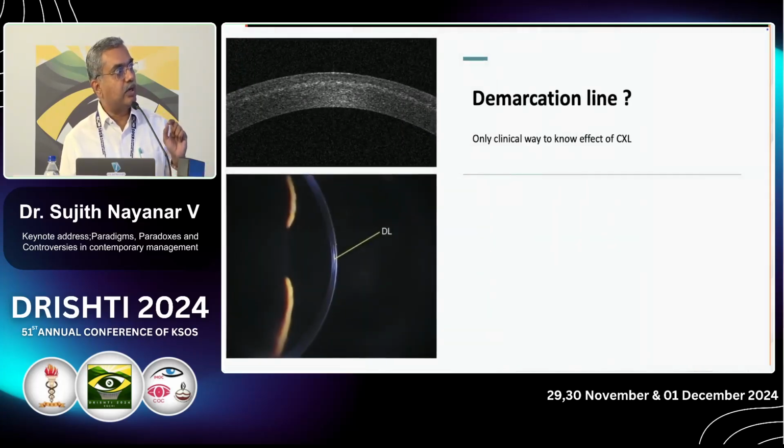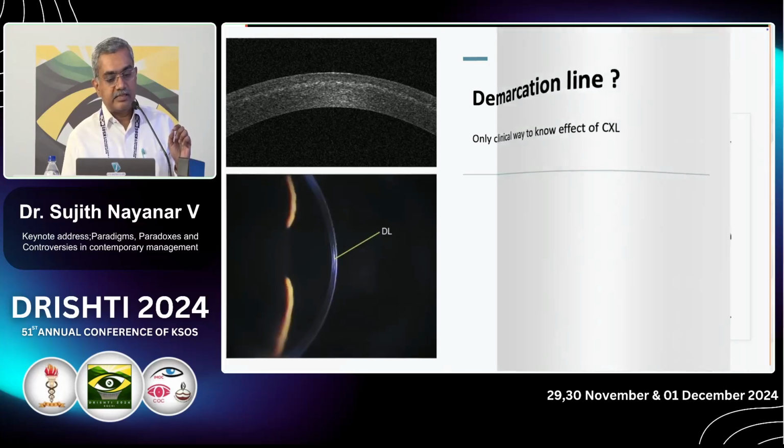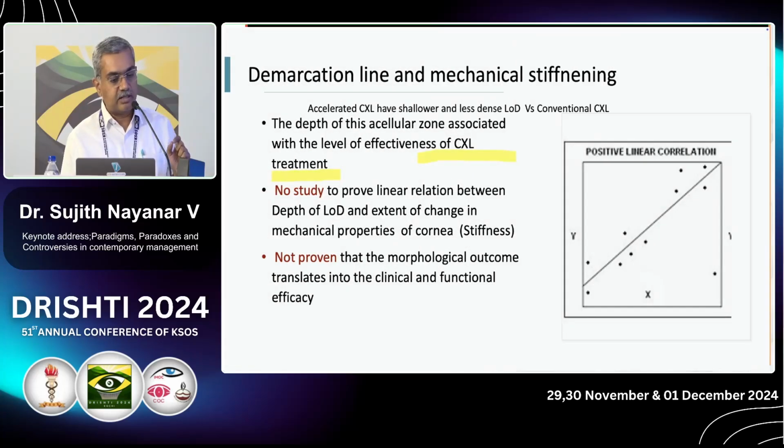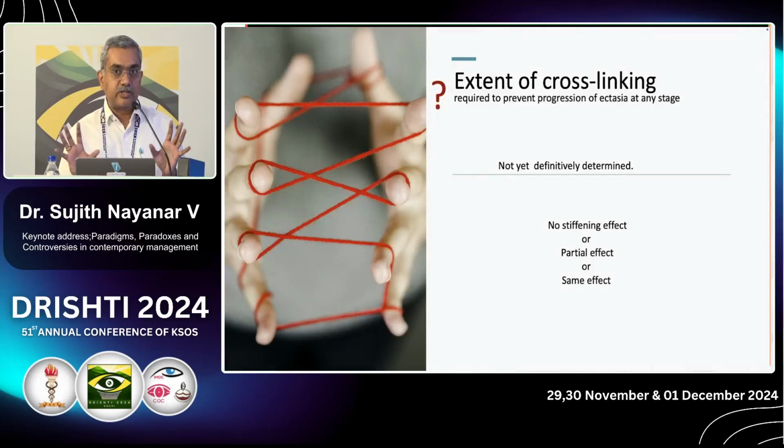I am left with only one clinical sign to look for any signs of post C3R activity, that is the demarcation line. So does this demarcation line actually show the effect of the C3R? No study actually proves it. This doesn't tell us directly that the mechanical properties or the stiffness is related to the demarcation line. So there comes a question of extent of cross-linking. What is the actual extent of cross-linking that is needed on that particular cornea to stop the progression of the cornea? This is not defined.